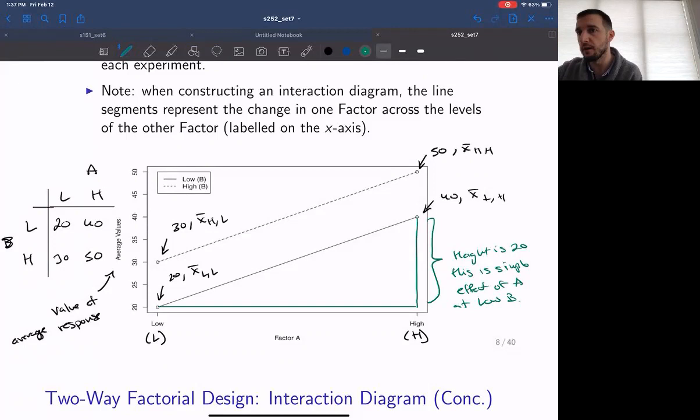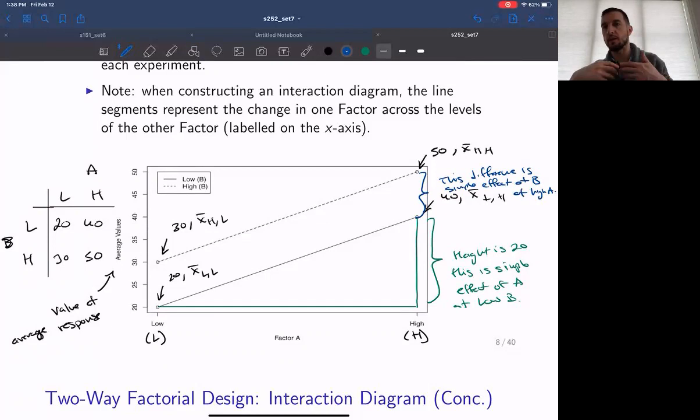And that would be the same thing for the dashed line. The difference between the points on the same line type is a simple effect. It also follows that the difference between two stacked points is going to be a simple effect for the other variable. So for example, here to here, this difference is the simple effect of B at high A. So the interaction diagram actually displays the simple effects that we talked about before. They're found just by comparing the points on the same lines and comparing the differences between the stacked points.